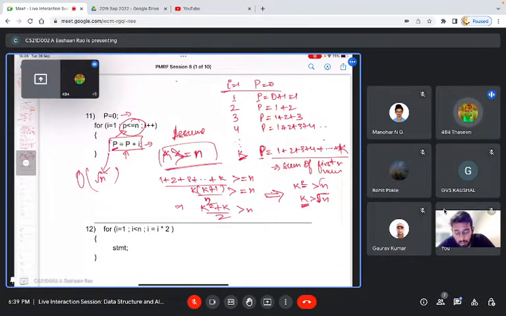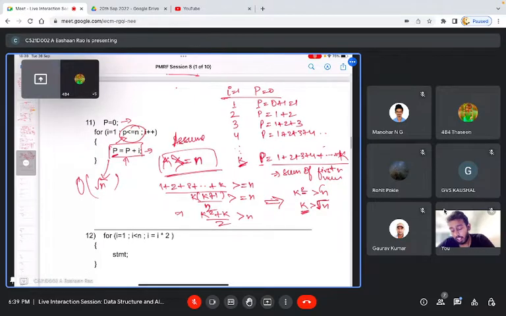Okay, so this function is actually dependent on the value of p, the 11th snippet. Here p is initially 0, i starts with 1, and we're incrementing p using p plus i. This value is important because after every computation of p, we check whether p is less than or equal to n or not. Until this condition is false, the loop will go on.